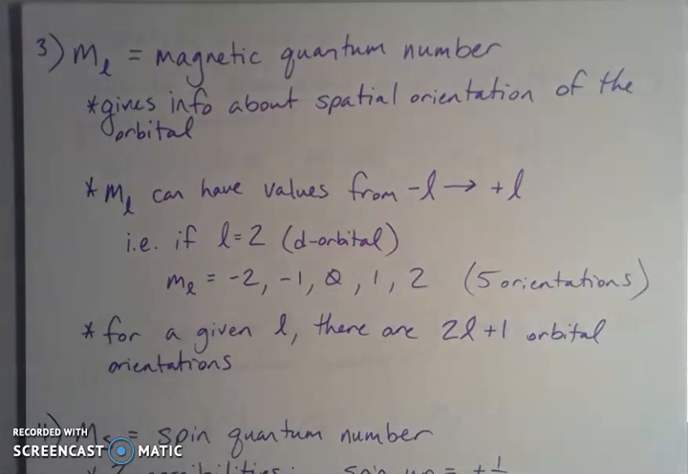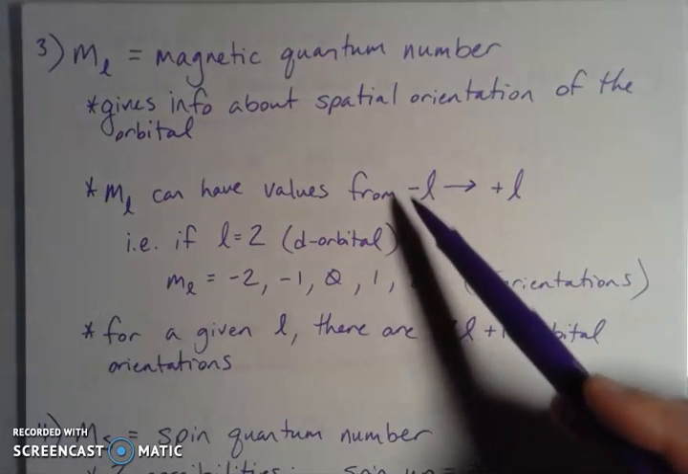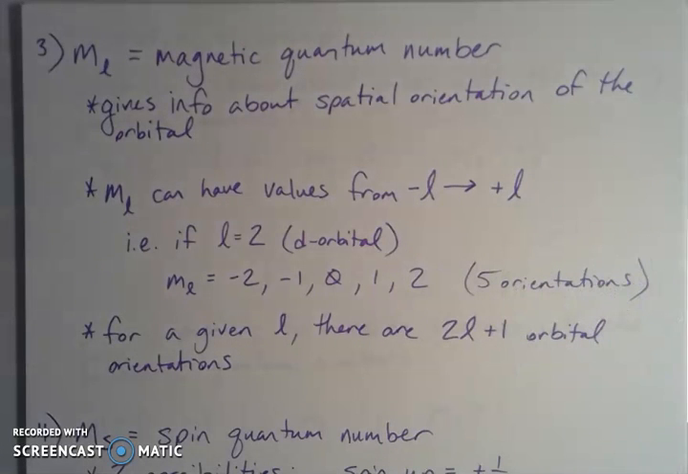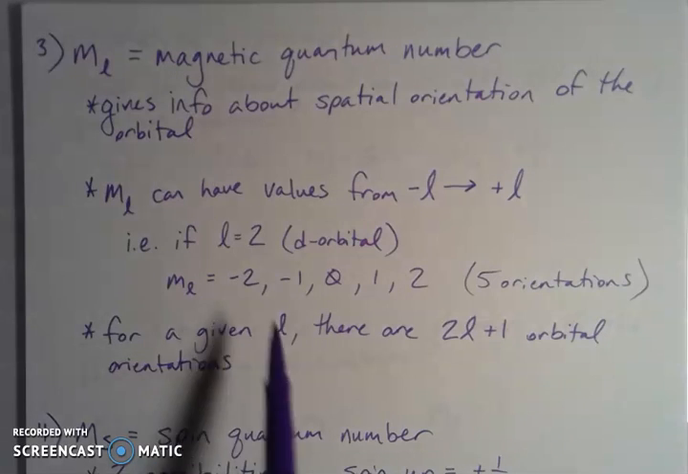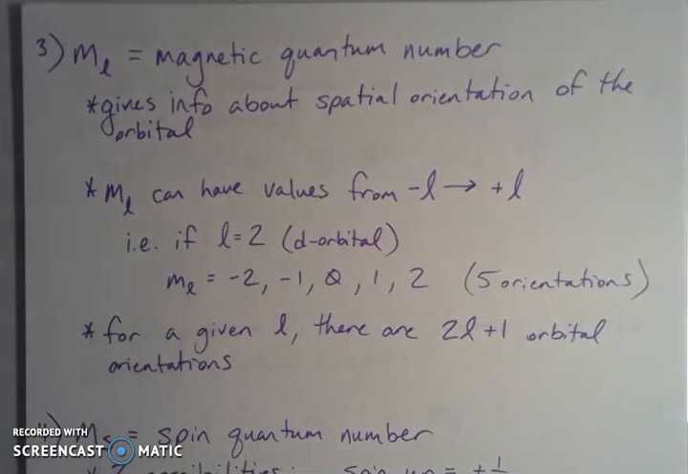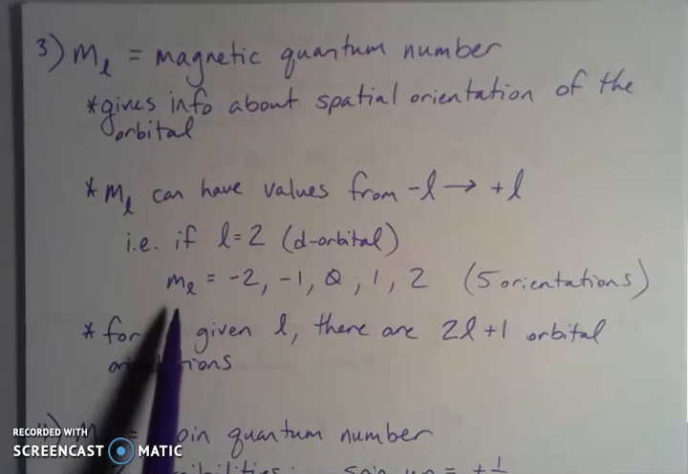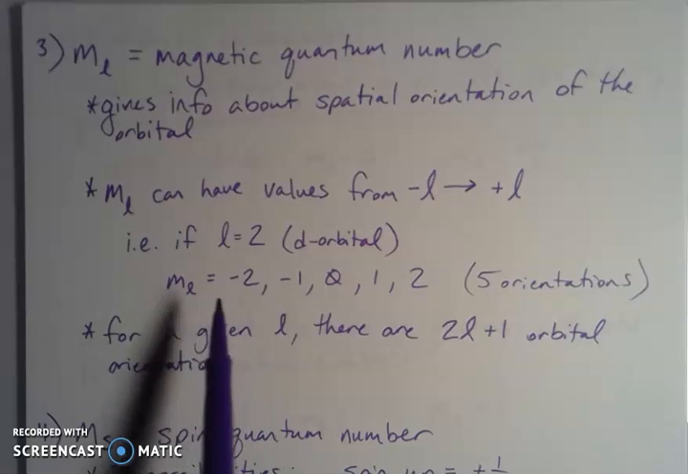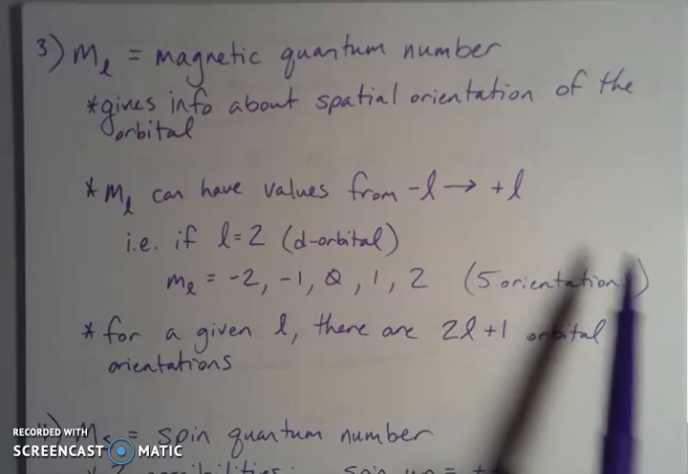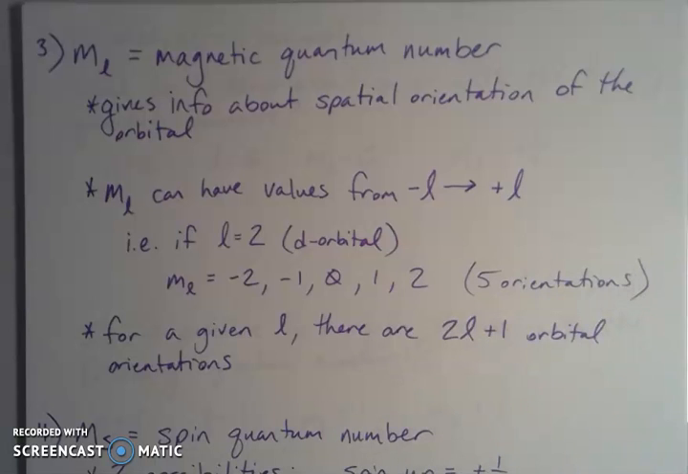And m sub L can have values that range from whatever the L value is in the negative to the positive of that L value. So for example, if I have an angular momentum quantum number L that is equal to 2, which we know corresponds to d orbitals, then my m sub L values can be -2, -1, 0, 1, and 2. There are 5 different orientations for d orbitals then, and they have each of those values.